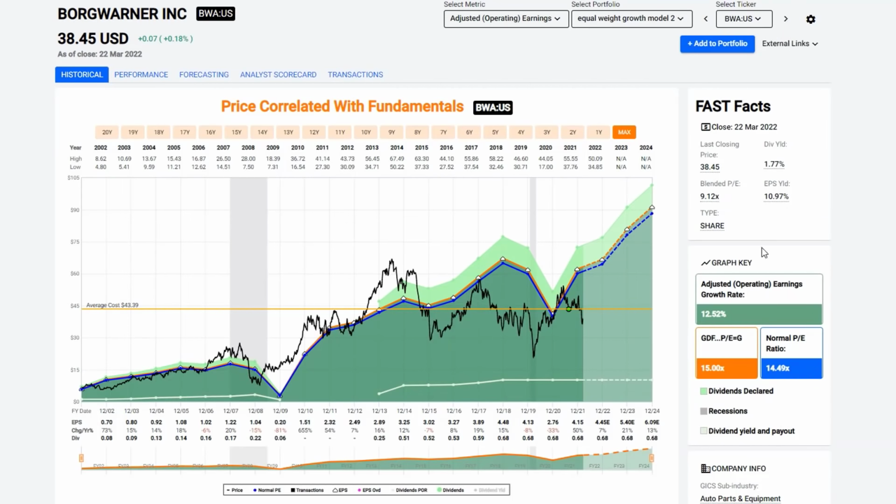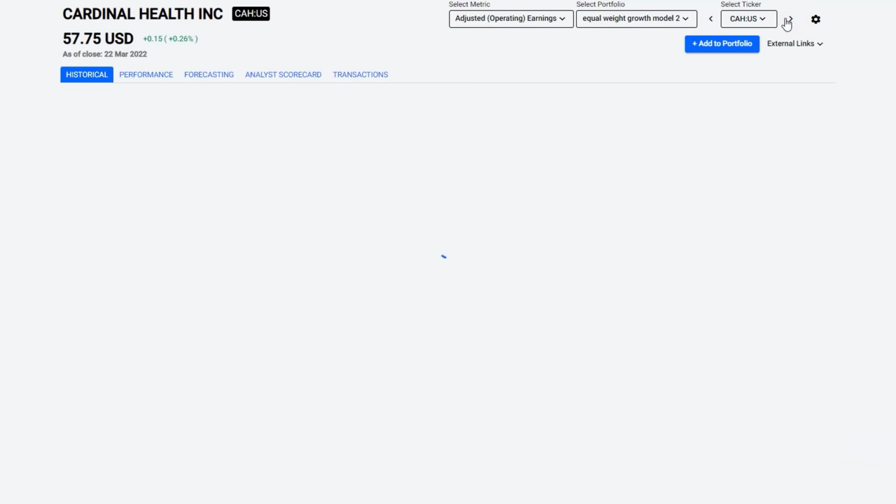The next one would be Borg-Warner. Borg-Warner has been performing beautifully as a business, but the stock price is actually down. This doesn't give us much in the way of dividend yield, but it does give us extreme upside potential in the long run. But again, it's too short a period of time to really be able to measure that.